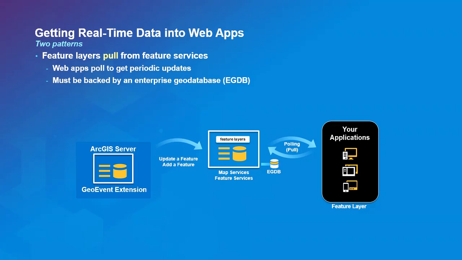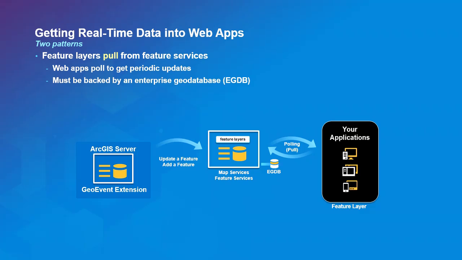So the first is to use feature layers, and those are pulling from feature services. So your web applications are pulling to get those periodic updates from those feature services and feature layers. And this must be backed by an enterprise geodatabase.